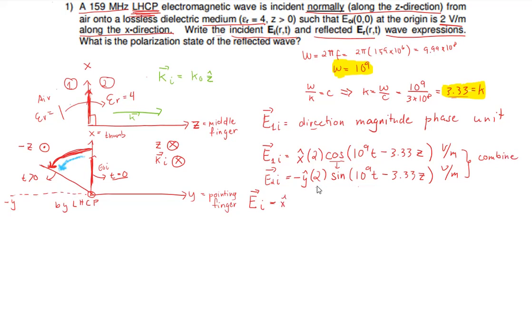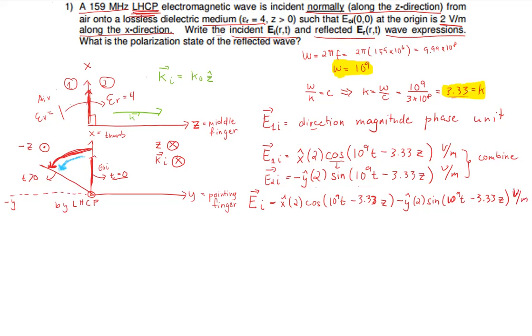So we have x hat 2 cosine omega t minus k, or I'm sorry, 3.33 along the positive z-axis, minus y hat 2 sine omega t minus 3.33 z. That's going to be volts per meter.